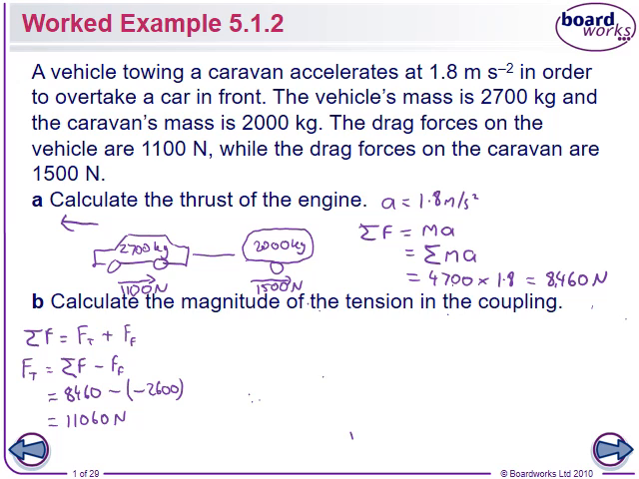Okay, so that 11,060, it has to overcome this, right? So if we've got 11,060 pushing in that direction, and we have 2,600 to the right, if we add those together, you will get your net force. Okay, so the thrust has to work harder than usual to overcome the frictional force.